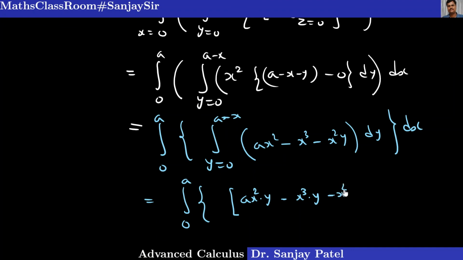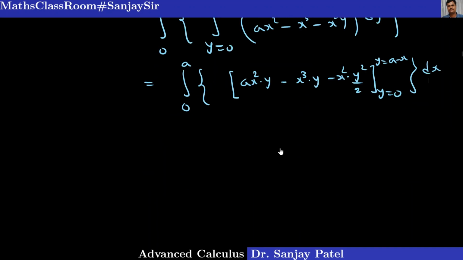So minus x square into integral of y is y square by 2. And this is to be evaluated from y equal to 0 to y is equal to a minus x. Remember, these are the limits of y only. So wherever y appears in this integral, we have to substitute the value of y. So this gives us integral 0 to a, into, first I substitute y equal to a minus x everywhere.